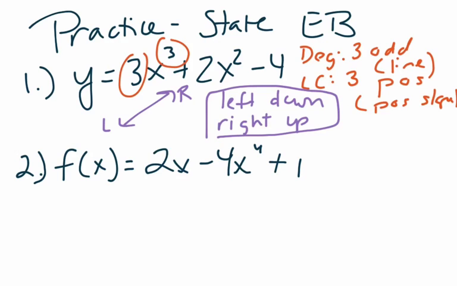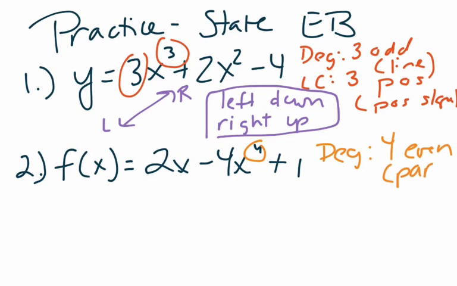Second one, let's change the color to orange. Now, this one is a little bit trickier because it's not in standard form. So it goes back to the last lesson with how is degree defined. It's not defined as the exponent on the left. It's defined as the highest exponent, which in this case is a 4. So this one, the degree is 4, which means it is even.